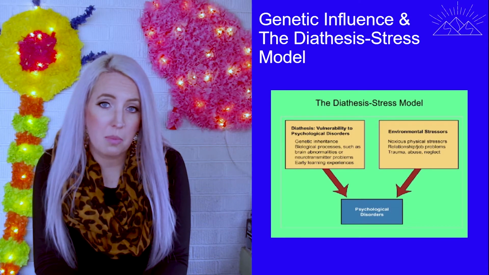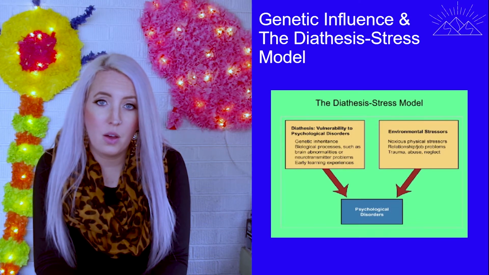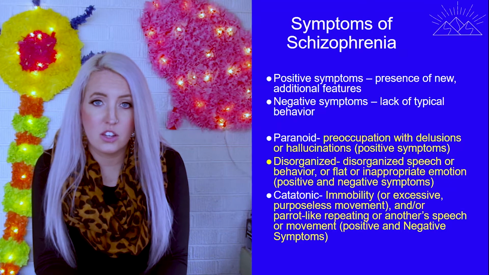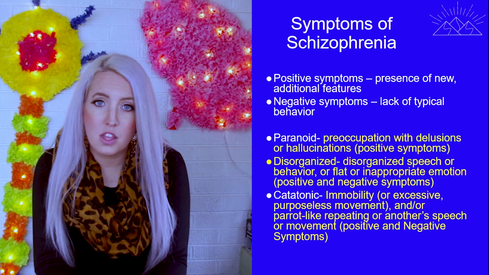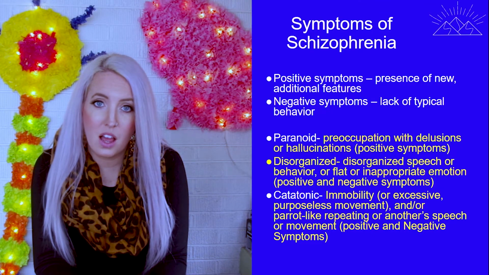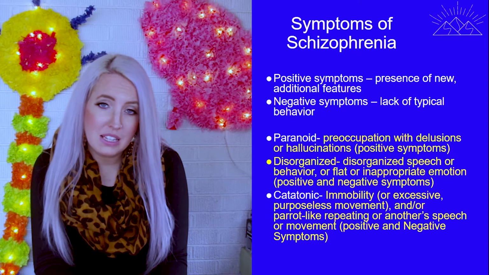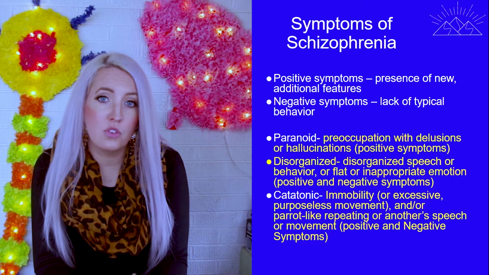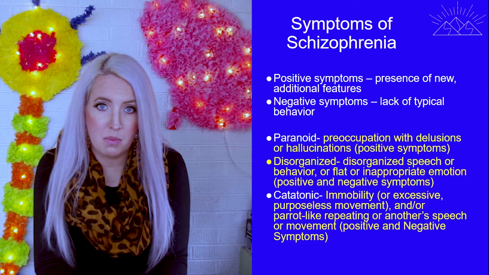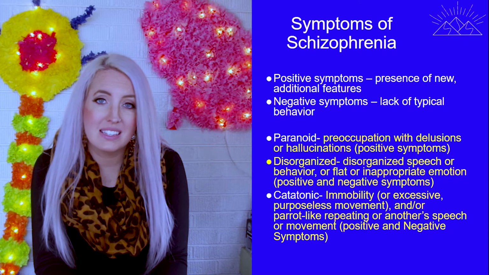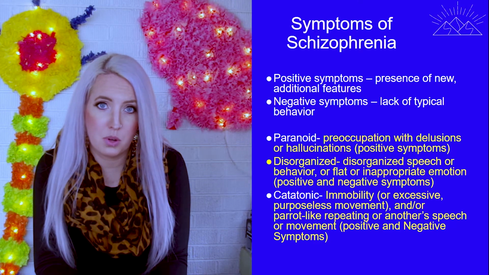There used to be subtypes of schizophrenia, and now they are all considered additional symptoms to schizophrenia. So on top of hallucinations and delusions, we might also see the prevalence or absence of other behaviors that can indicate schizophrenia as well. Positive symptoms include any type of new or additional symptom that was not in an individual prior. Negative symptoms means the lack of some type of typical behavior.